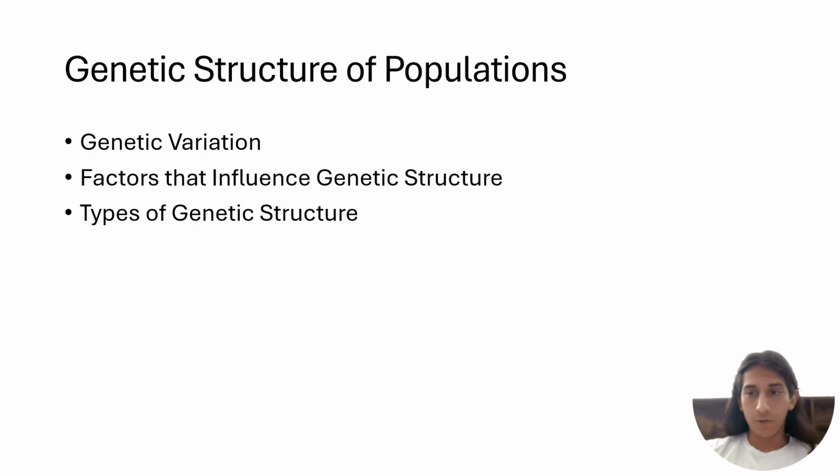Some factors that influence genetic structure: population size. Small populations tend to have less genetic variation than larger populations. Mutation rates: the rate at which new mutations occur within a population. Gene flow: the movement of individuals with different genes into a population, which can increase genetic variation. Genetic drift: random events that can alter the frequency of alleles within a population. Selection: natural selection can favor certain alleles over others, altering the genetic structure of a population.